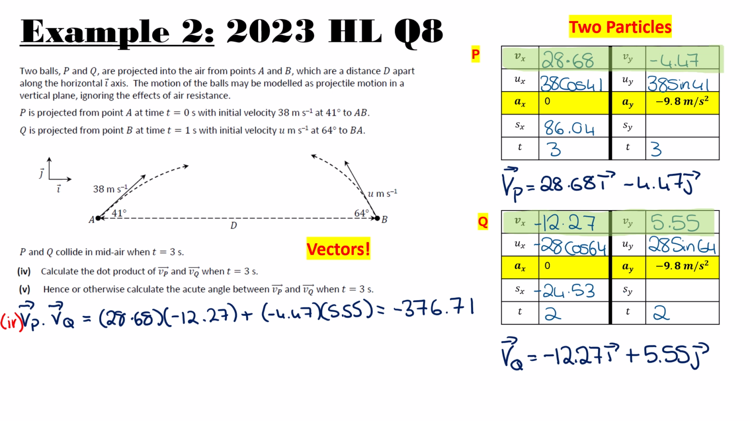And then hence or otherwise calculate the acute angle between them. So we need to extend that formula. So you have a formula in your log tables on page 17 at the bottom that we can work with.